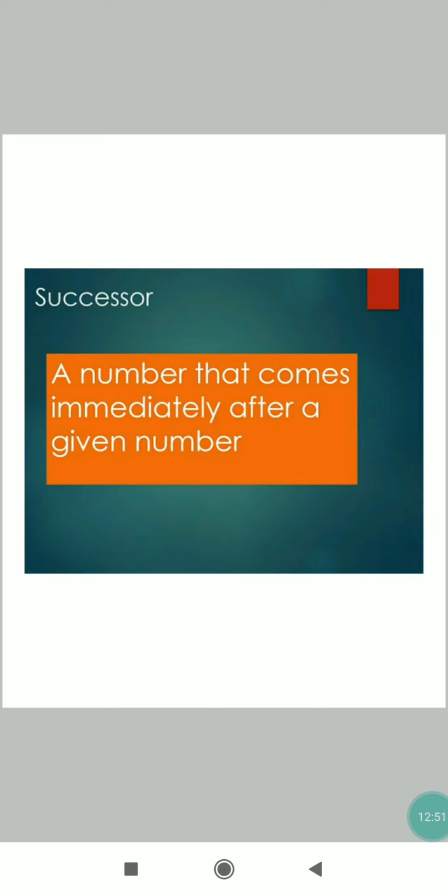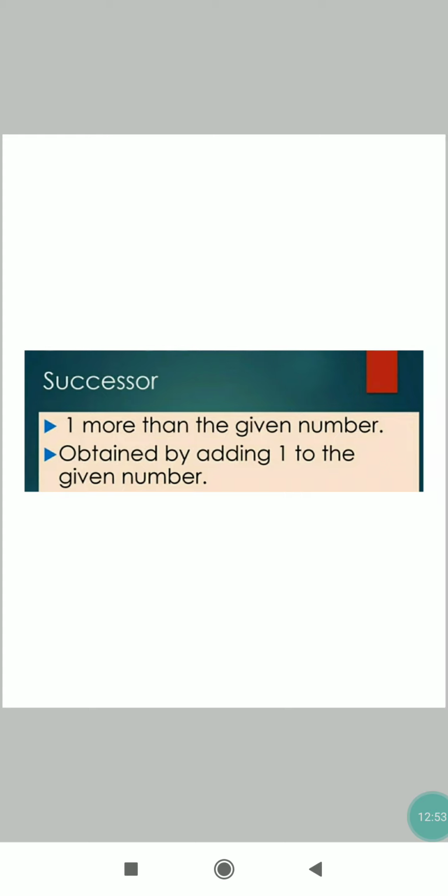So which number is coming, student? Just go through one. Some more facts are there. Just see, it is written: one more than a given number, and can be obtained by adding one to the given number.